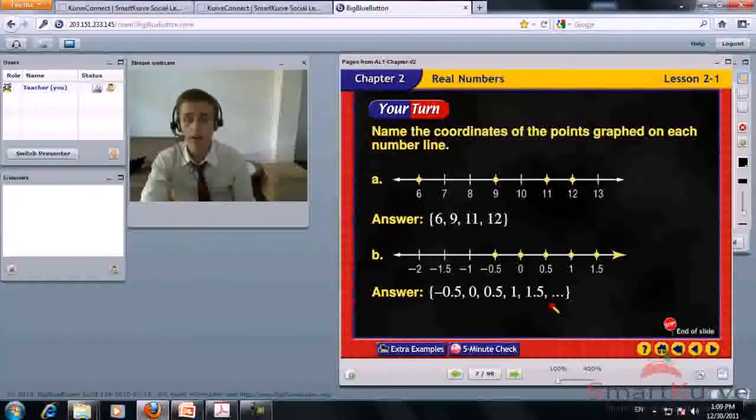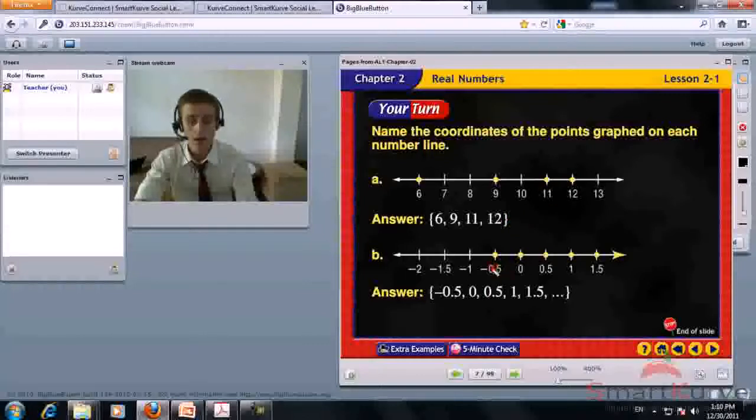Name the coordinates of the points graphed on each number line. So in the first one, we notice that the 6 has a yellow dot, the 7 does not, 8 does not, 9 does, 10 does not, 11 does, 12 does, 13 does not, and neither of the sides of the arrow do. So the answer is 6, 9, 11, and 12, written in brackets like this.